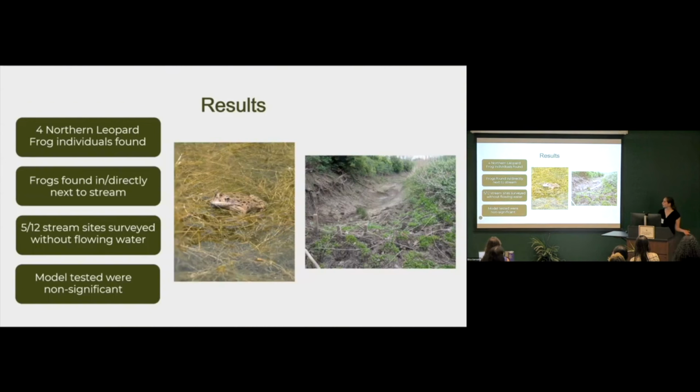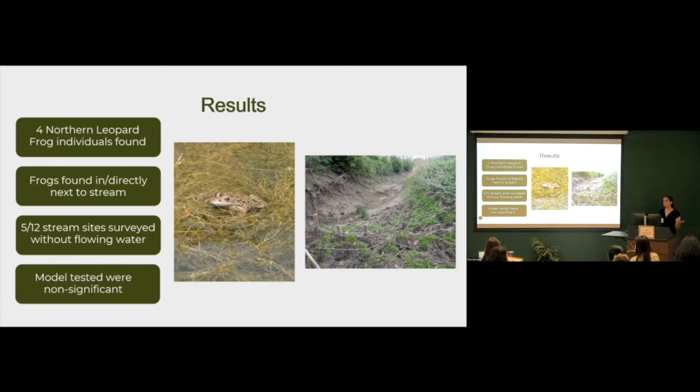So what were my results for this? In all, I found 4 northern leopard frog individuals. Those were at 3 sites. 2 of those sites were beaver dams, and 1 of those sites was a control site. All the frogs that I found were directly in or next to a stream.